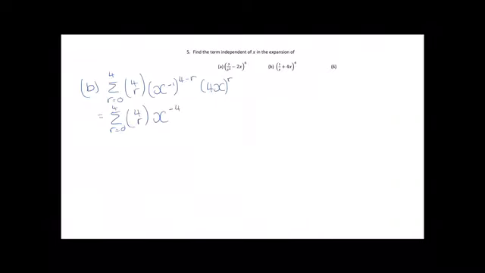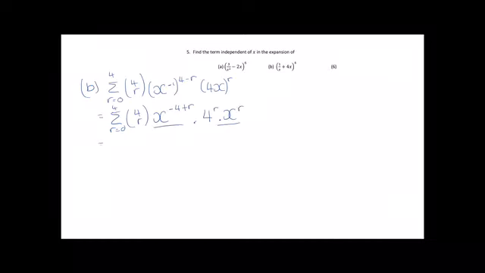Finally, let's have a look at question B. So this time we've got the sum from r equals 0 up to 4, 4 choose r. I'm going to write that out as x to the power negative 1, 4 minus r, and then 4x to the power of r. Start to simplify it and manipulate it to get it so that you can equate your x's. So this is going to give me minus 4 plus r because I'm multiplying there. I've then got 4 to the power of r and x to the power of r.